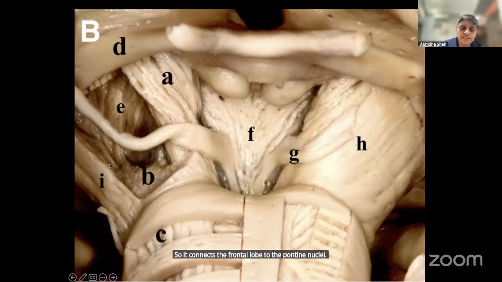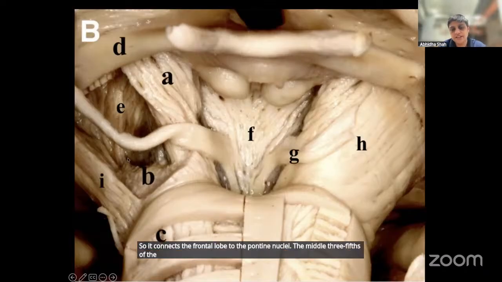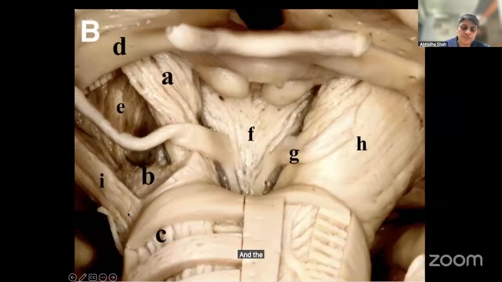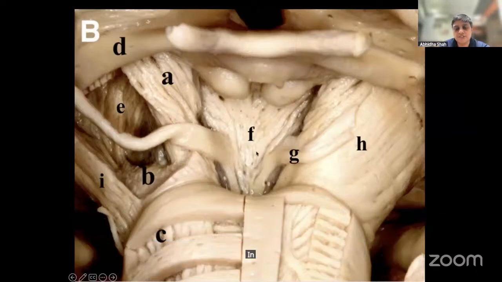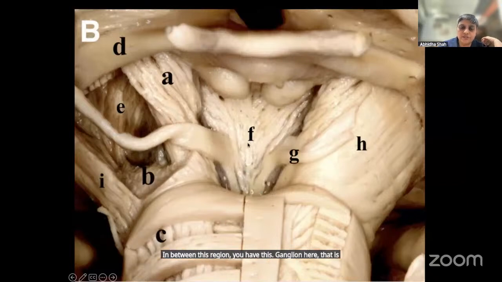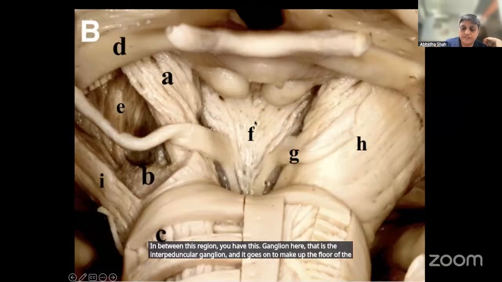The middle 3/5 of the crus cerebri is made up of the corticospinal tract, and the lateral 1/5 of the cerebral peduncle is made up of temporopontine fibers that connect the temporal lobe to the pontine nuclei. It is also known as Turck's fasciculus. In between this region, you have the interpeduncular ganglion, and it goes on to make up the floor of the third ventricle.